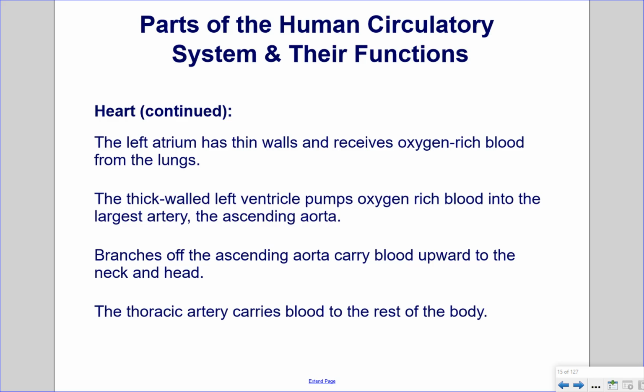Parts of the human circulatory system and their functions. Heart. Continued. The left atrium has thin walls and receives oxygen-rich blood from the lungs. The thick-walled left ventricle pumps oxygen-rich blood into the largest artery, the ascending aorta. Branches off the ascending aorta carry blood upward to the neck and head. The thoracic artery carries blood to the rest of the body.